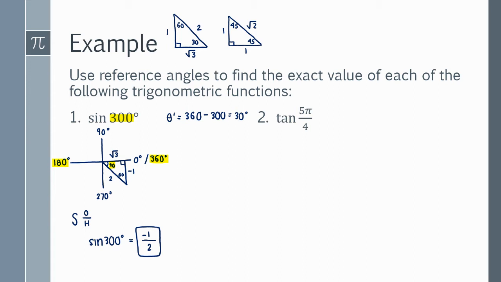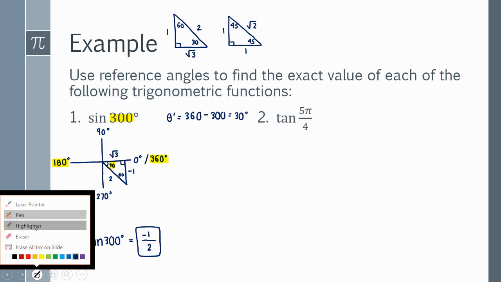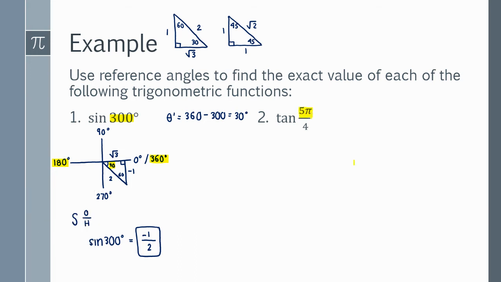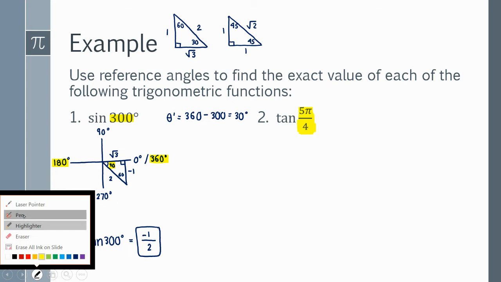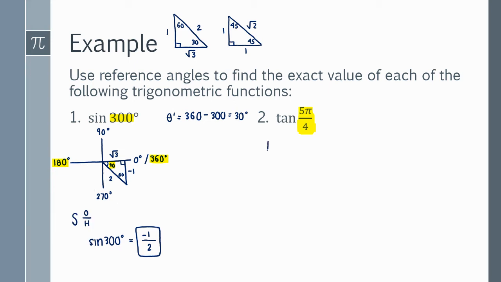Okay, so we started with a degree, but we still need to know and understand radians just as much. Notice that we have 5 pi over 4 as our radian value. This is what I want to think about, and I want to figure out where that is located in my picture. So I am going to sketch a picture.